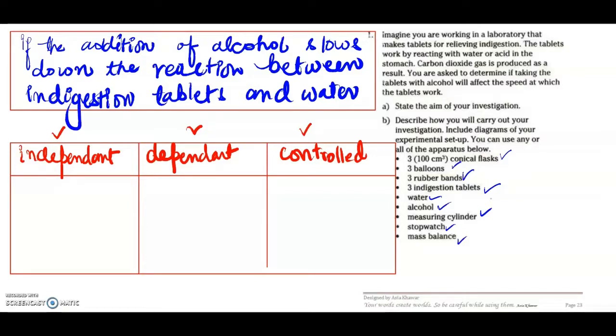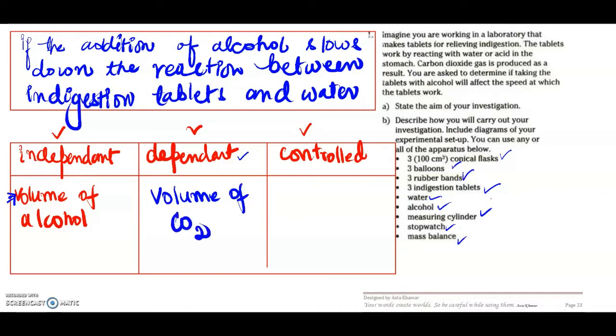For example, the volume of alcohol you can change. What is the dependent variable? The dependent variable is a variable which depends on this chosen variable. So if you change the volume of alcohol, by adding more alcohol, what would be affected in your experiment? So it is the volume of carbon dioxide evolved in a given time.